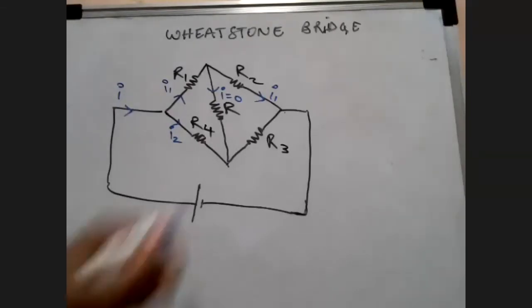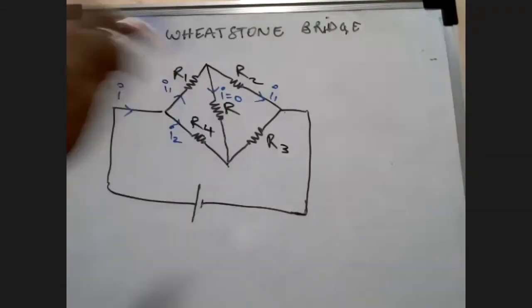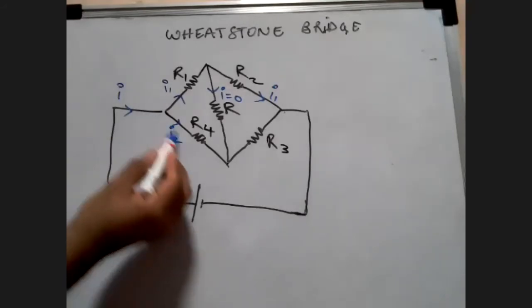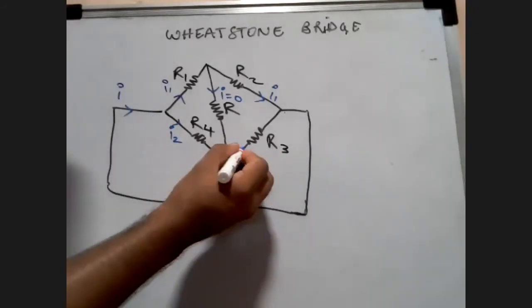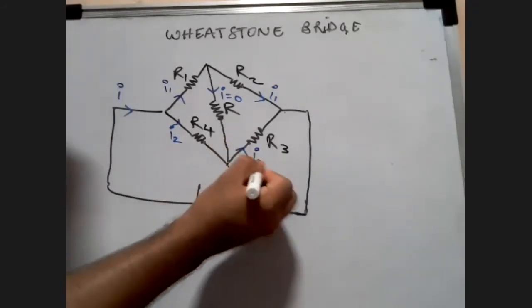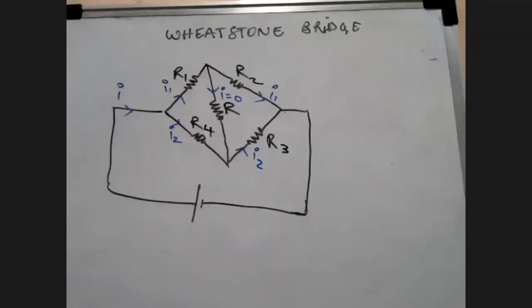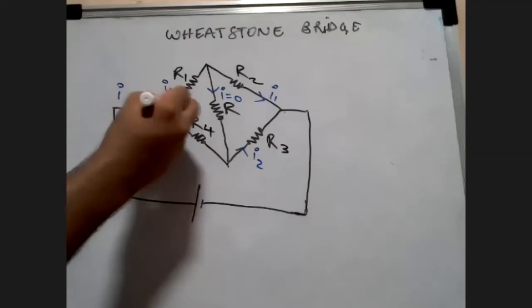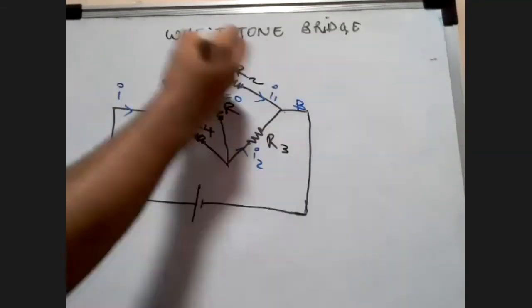Similarly, if the current through the resistor in between is 0, can I say that the current passing through this branch is the same as the current passing through this branch? It is just not going in this branch. Yes or no? Yes, sir. Yeah.